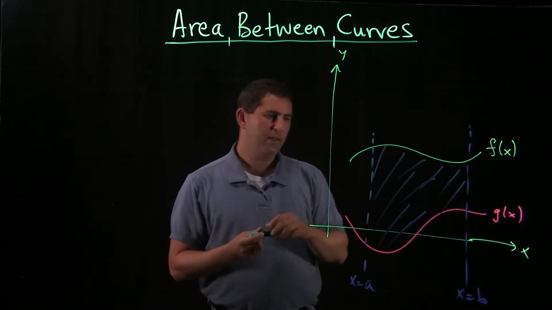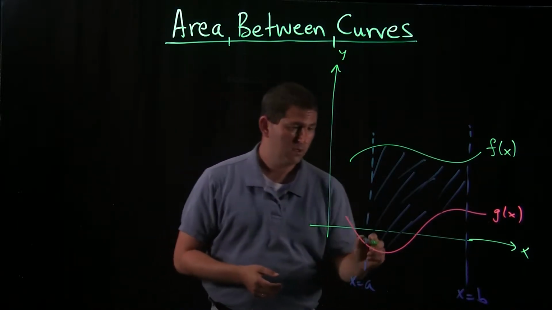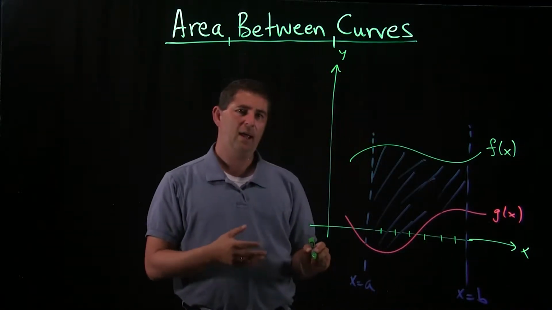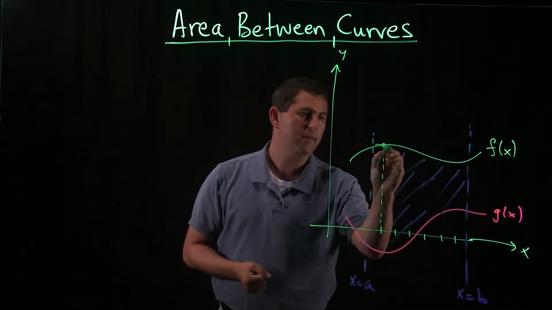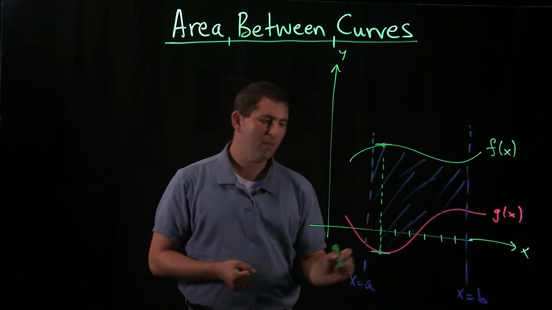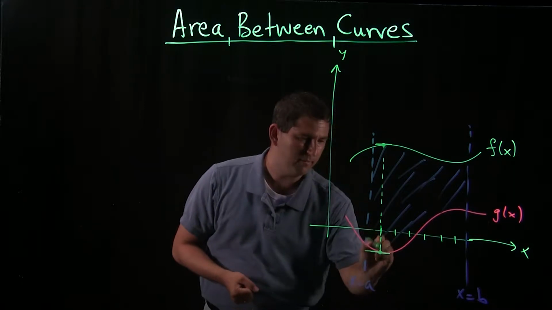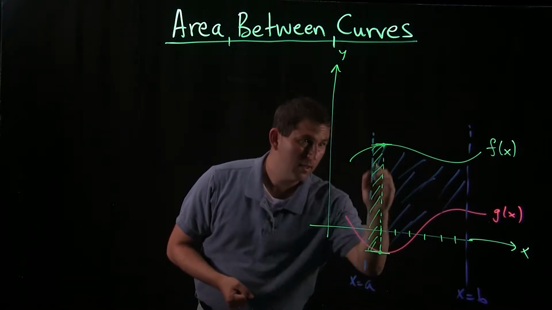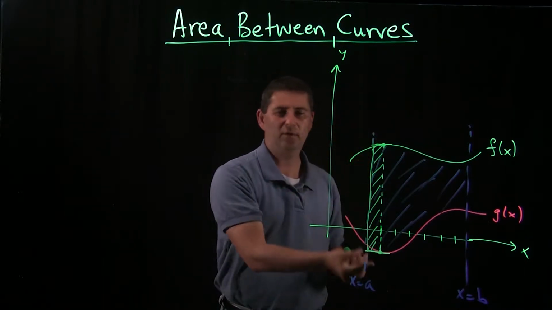So one thing that I can do is start sampling each of these functions at various intervals. So I could sample, say, here and here and here and here and here and here. And then at this point I get this value, and if I go down to g of x, I get this value. Now, if I make a nice rectangle, say from x equals a to whatever this point is, I end up getting a rectangle which closely approximates the area between these two curves.